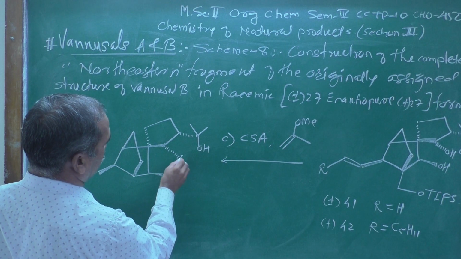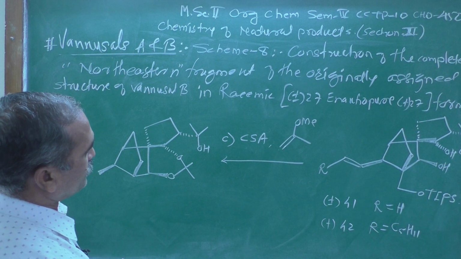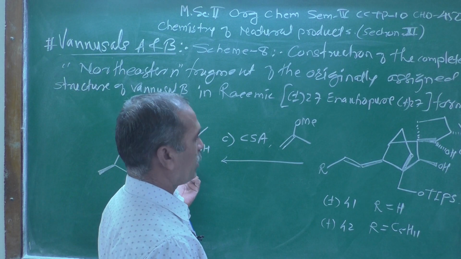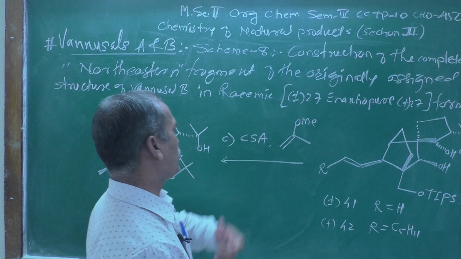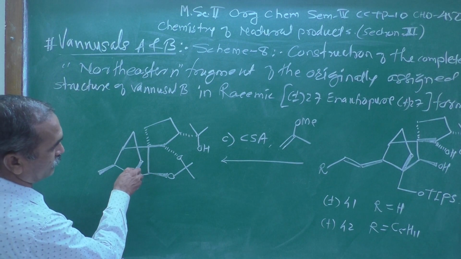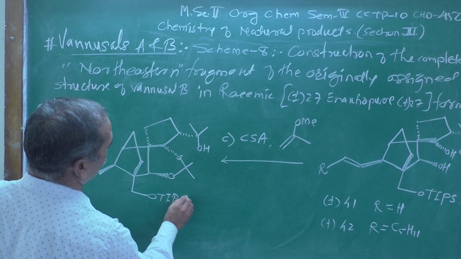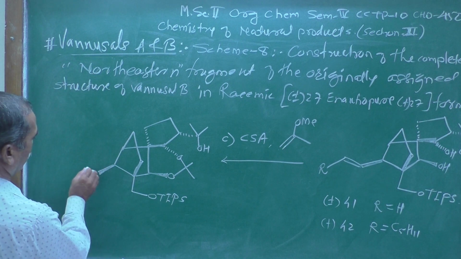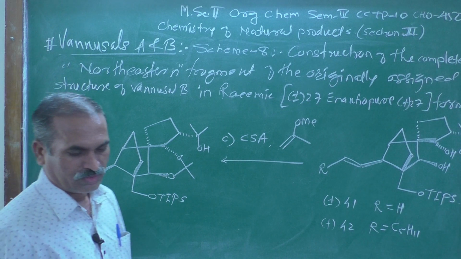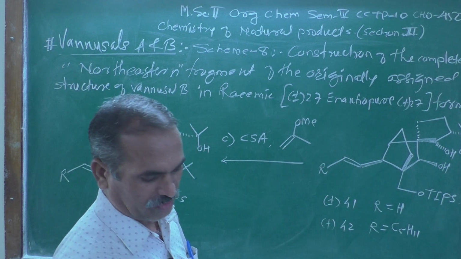Due to this CSA, a 1,3 protection is obtained or achieved due to these reagents, and the other part of the molecule remains as it is, OTIPS, and here the double bond, then R. Here the structure number 42, up to that we have seen.